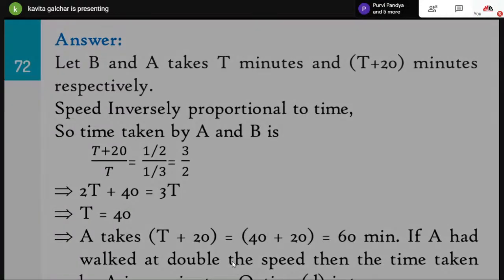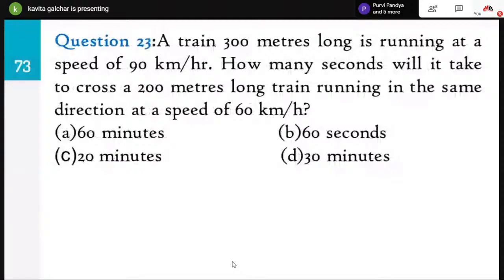To the next one. A train 300 meters long is running at a speed of 90 km per hour. What is given? Distance is given and speed is given. How many seconds will it take to cross a 200 meter long train running in the same direction at a speed of 60 km per hour? See, here we have two trains. They both are moving in the same direction.